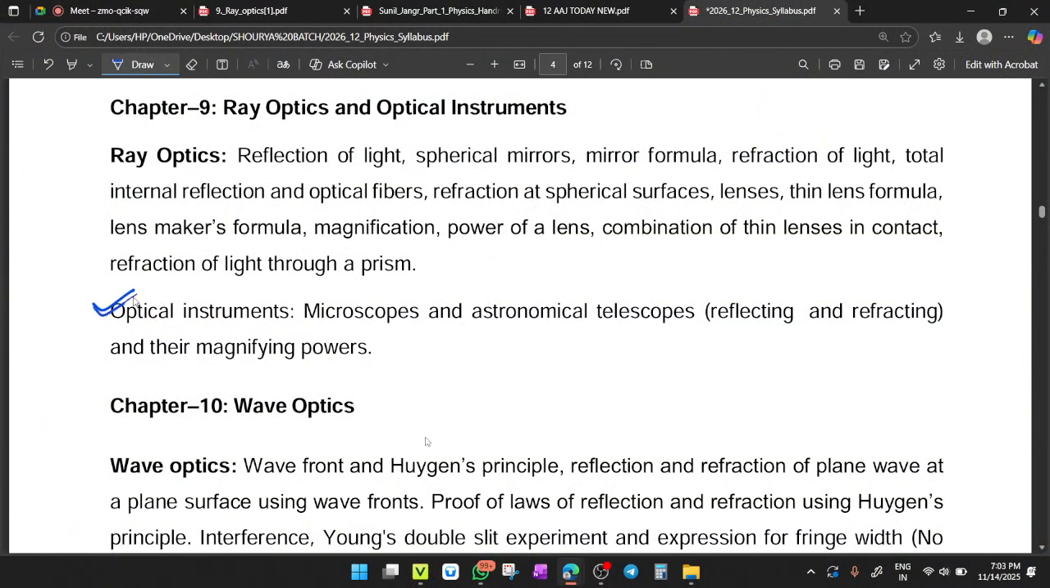So today in our optics class, we are starting our chapter with the topic optical instruments. Under the heading of optical instruments, we have to cover mainly the microscope and the astronomical telescope. First we will cover the microscope and then the astronomical telescope. The astronomical telescope is of two types: one is reflecting and the other is refracting.